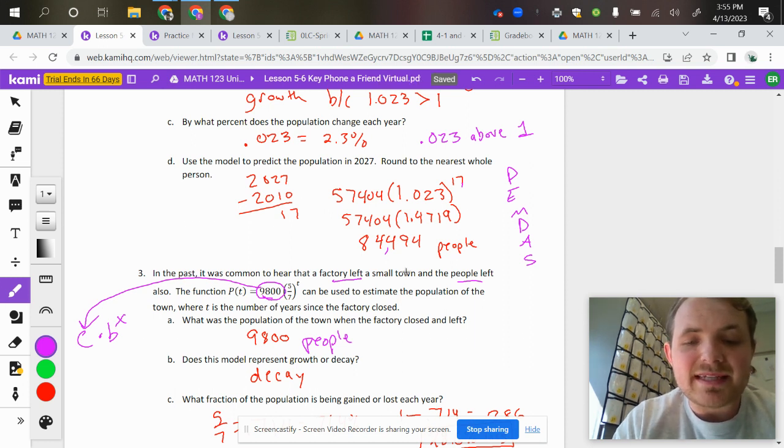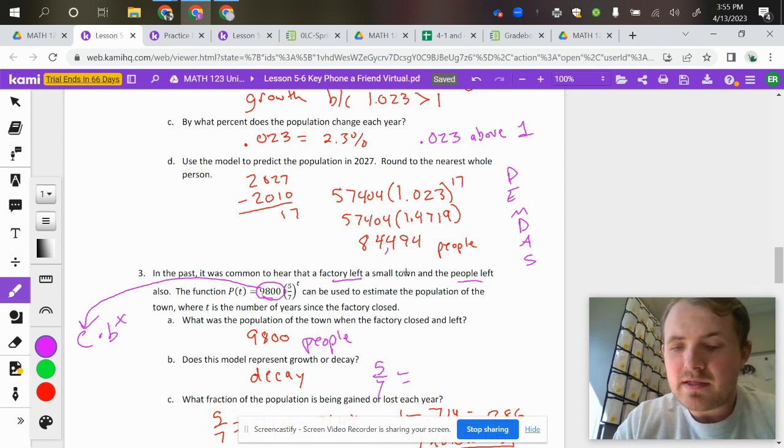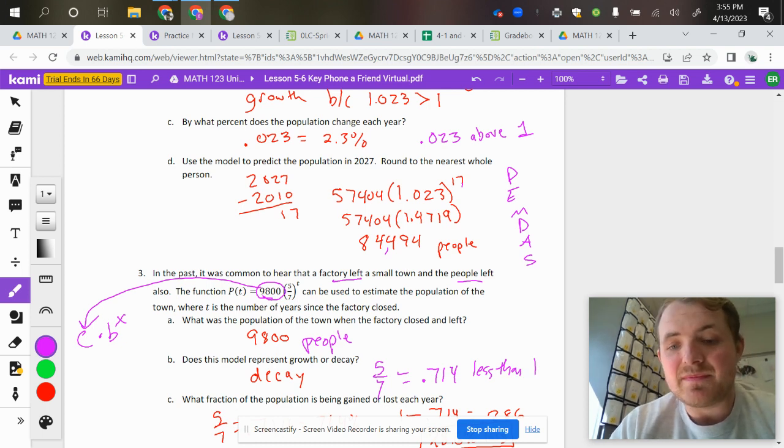Now, the reason why this is decay is because 5/7 as a decimal is 0.714, and that is less than 1, making it a decay situation.